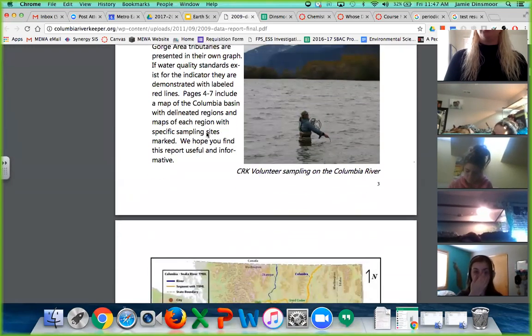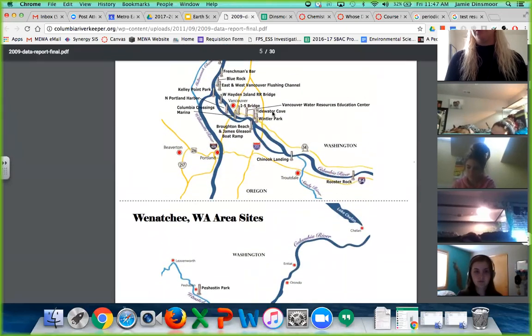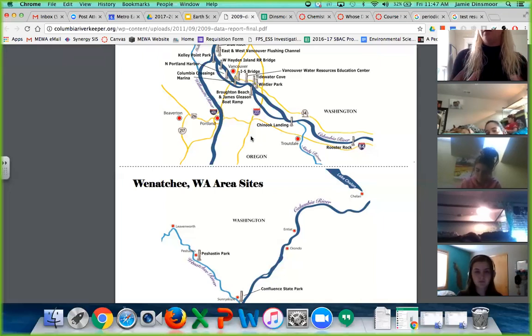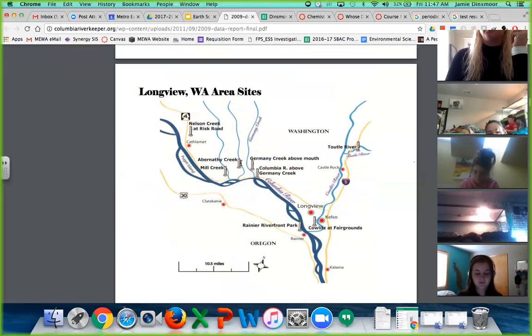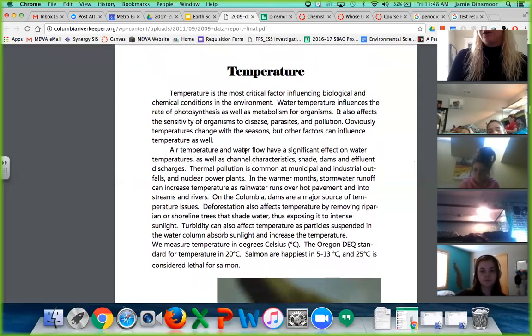So I just wanted to show you guys that we're not going to look through all of this, but they basically have a map of all the different sites they did. This is real science that people are currently doing now, right? That's why we're learning about it. This is something that we need to keep monitoring. Maps of where they took all their testing. This is exactly how your book is going to look.